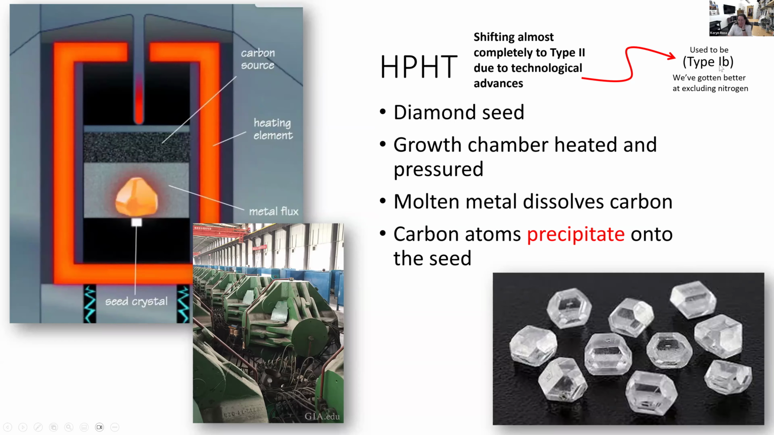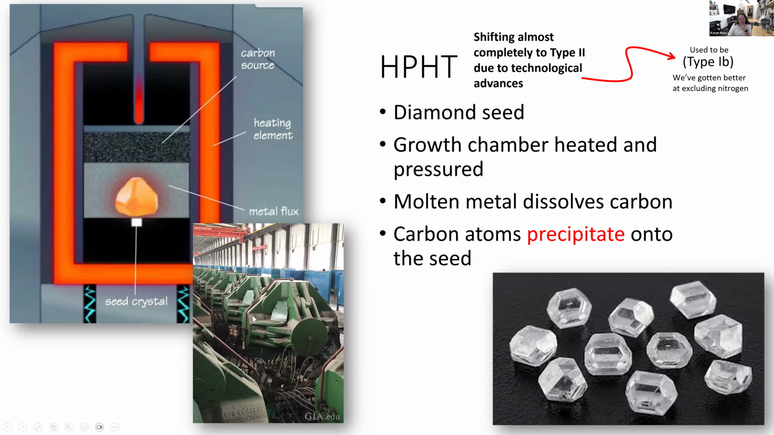It used to be that all HPHTs were type 1b because of the nitrogen. But now we've been able to exclude the nitrogen to the point that they are type 2s. And then we can actually add other stuff into them and make them other colors too. So basically, this is what happens.